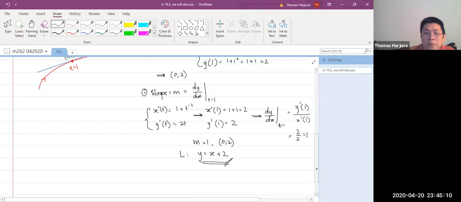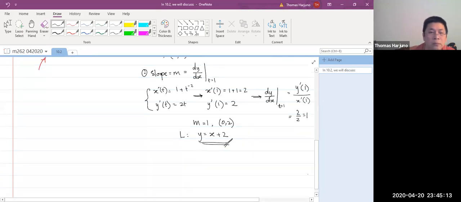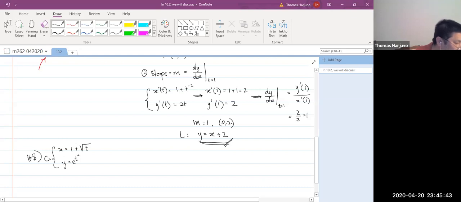Let's see another question, number 8. It's actually quite similar, but they worded it differently. Number 8, we have a parametric equation. Curve C is given by x equals 1 plus square root of t, and y equals e to the t squared. We want to find the equation of the tangent line to the curve, first without eliminating the parameter, and second by first eliminating the parameter. I will just do part A.